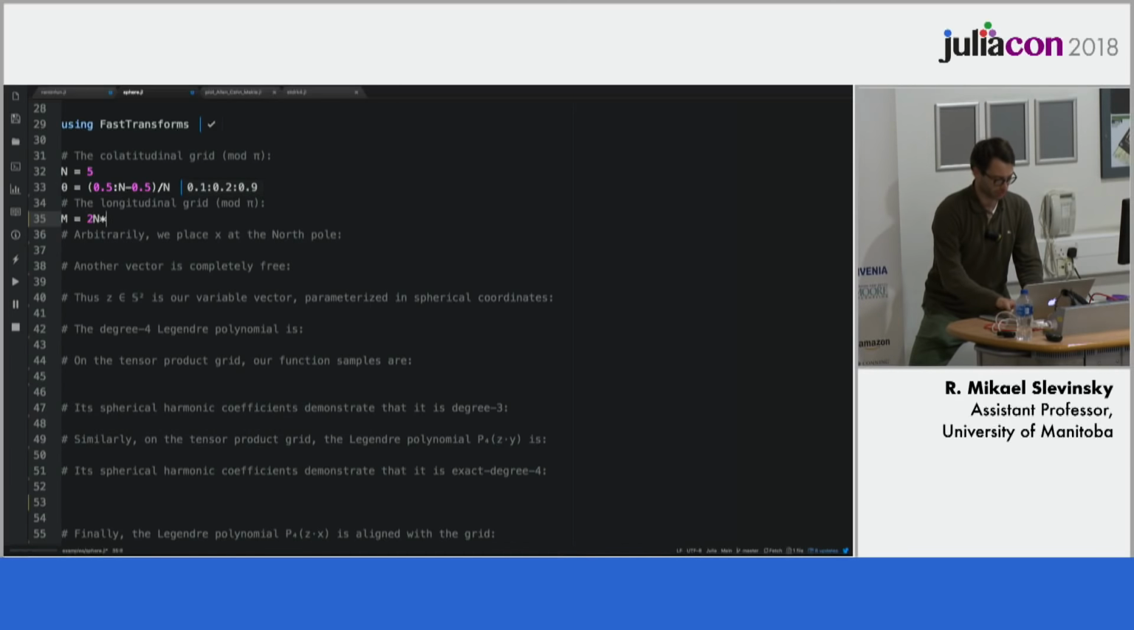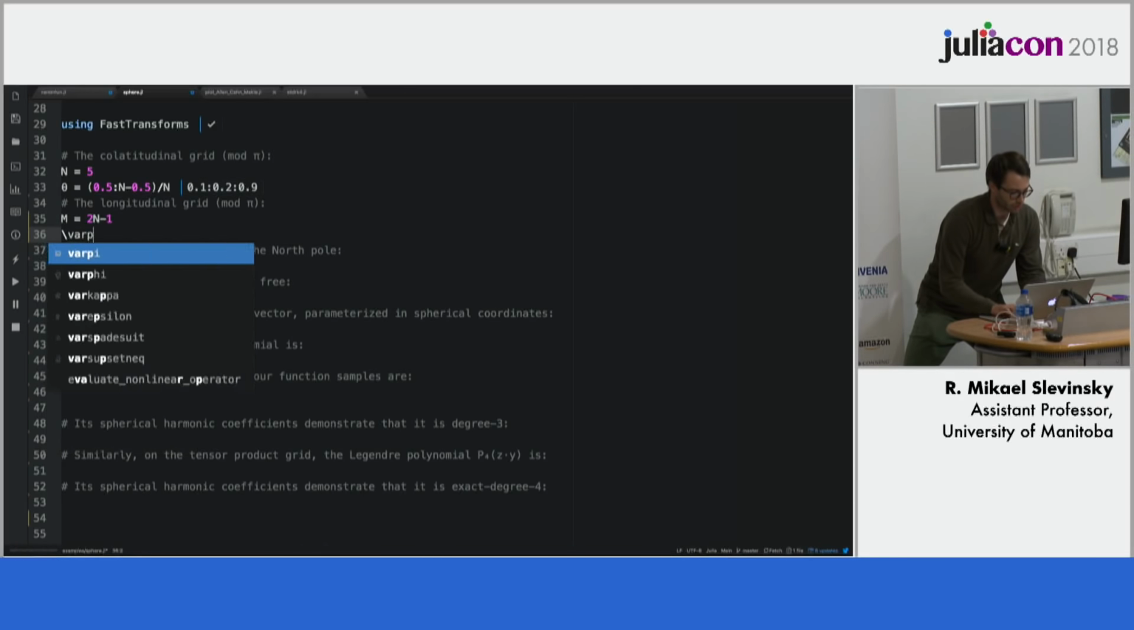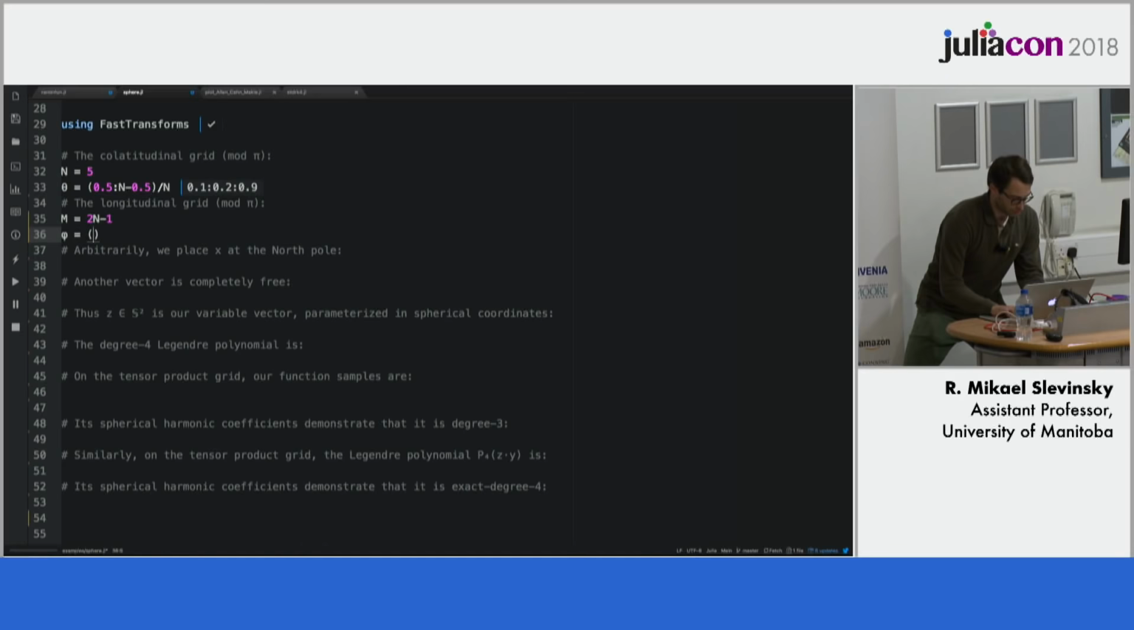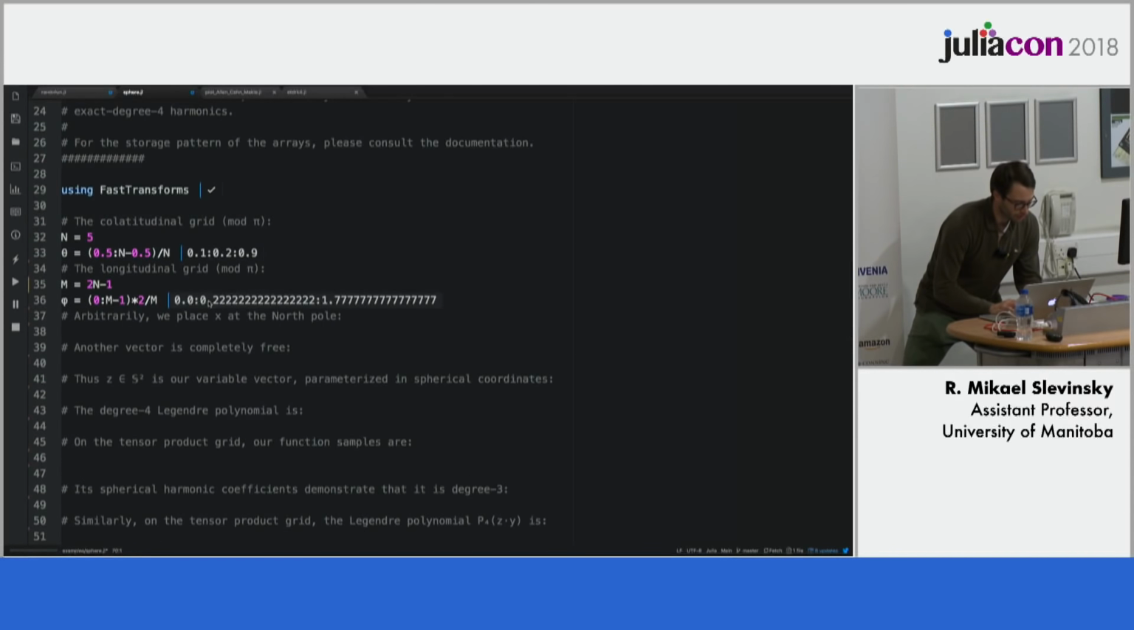The reason is this is related to the degeneracy among spherical harmonics of a particular degree. So here I'll create this 5 by 9 grid. Here we have 0 to m minus 1 times 2 over m. This should be roughly between 0 and 2, because then from here we just multiply by pi and we go all the way around the sphere. Okay, so we have 3 vectors at play: x, y, and z.